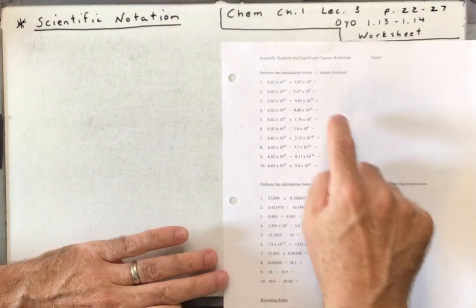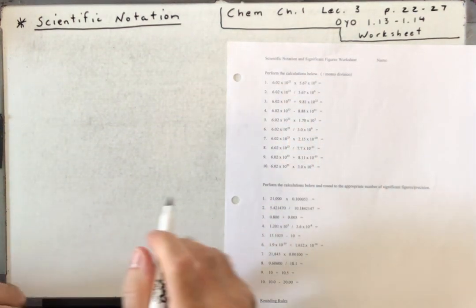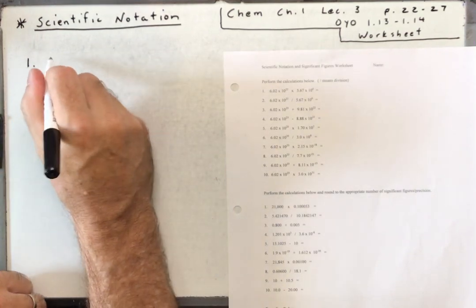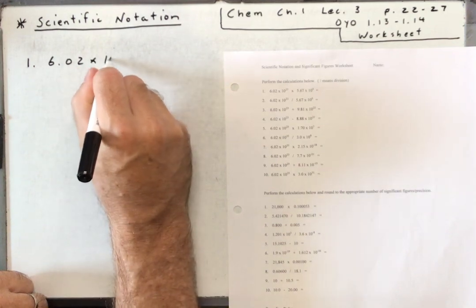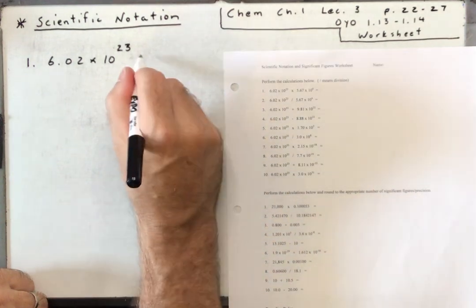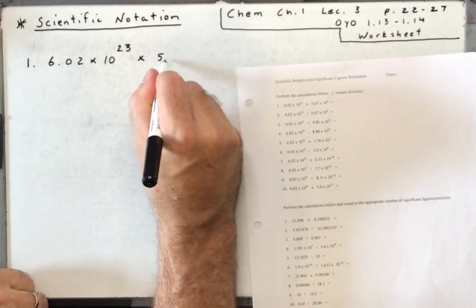All right, so we're going to perform the calculations below. You're going to use your calculator. So number 1 is 6.02 times 10 to the 23rd. That's a really famous number in chemistry, and you'll learn about that in Chapter 5, times 5.67 times 10 to the 6th.